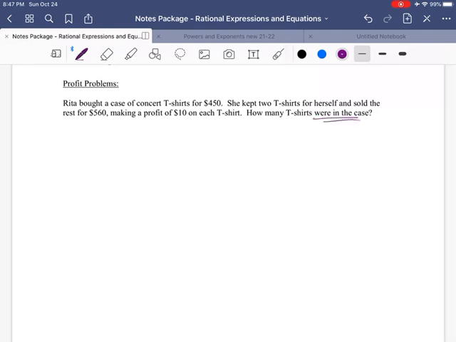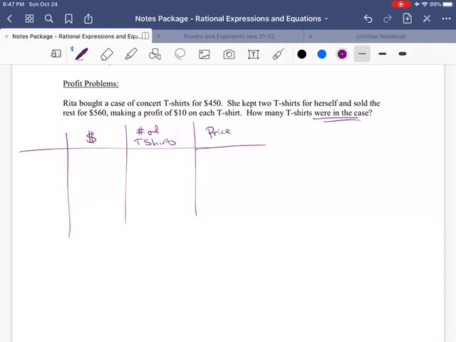If we knew the number of t-shirts, it would be very simple, but we do not. So let's start with a chart. We're just going to fill in some information. So the dollar amount, and then the number of t-shirts, and the price per shirt. This is the bought information, and this is going to be the sold information.